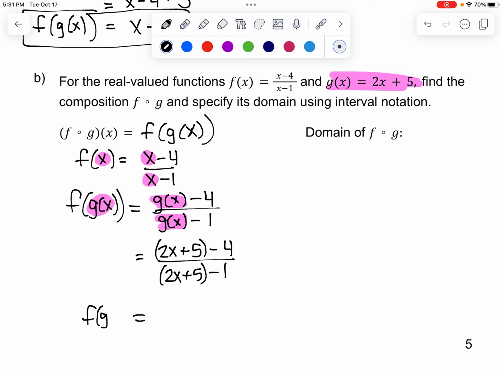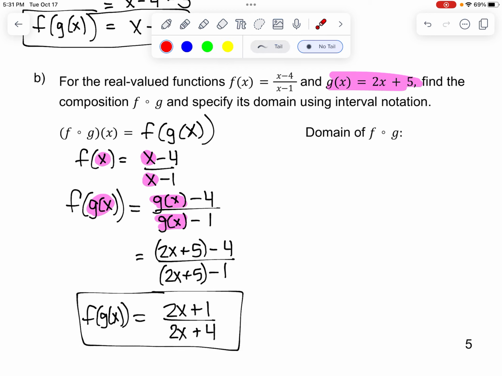Do a quick simplification here, so simplify it. 2x plus 5 minus 4. 5 minus 4 is a 1, so we're going to get a 2x plus 1 on the top. 2x plus 5 minus 1. 5 minus 1 is 4, so we get 2x plus 4. This is what our function is. You don't have to do anything further. You don't have to try to divide these out. It's not possible to make it any simpler. That is where you would stop.